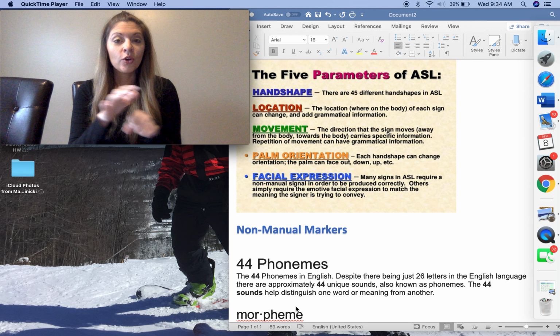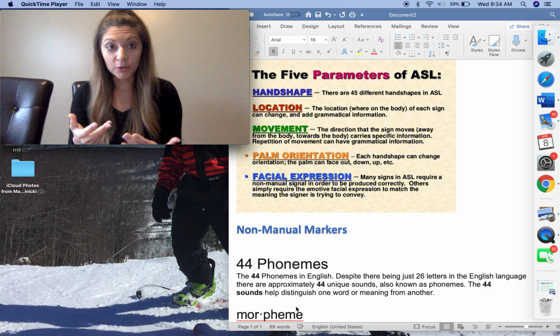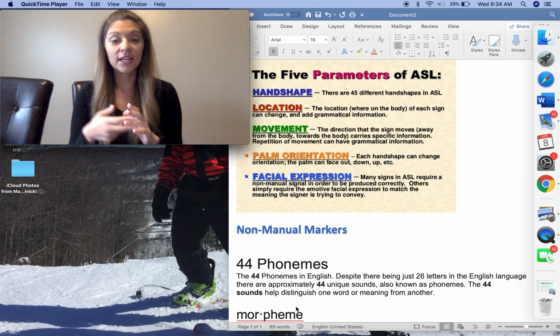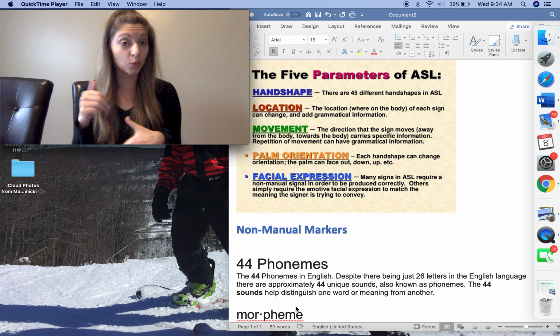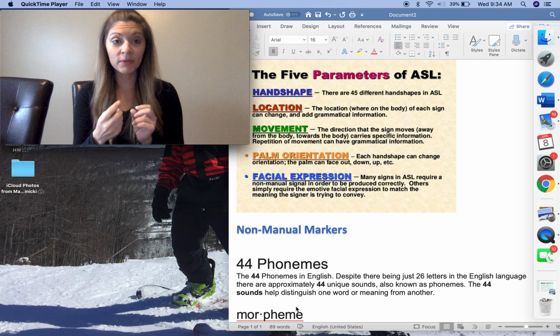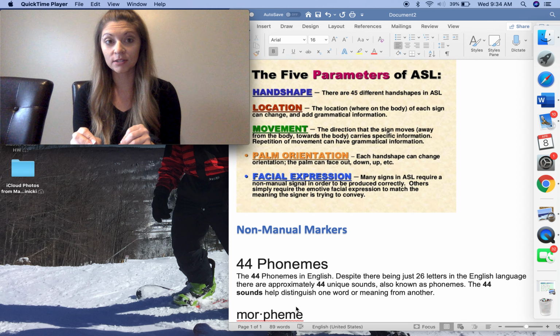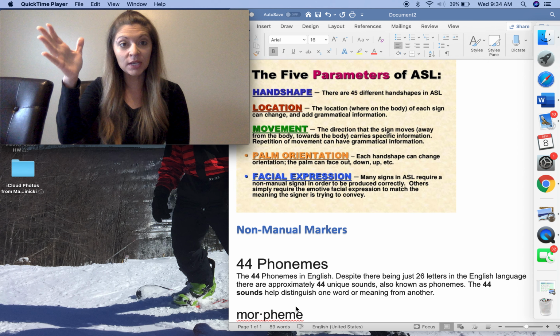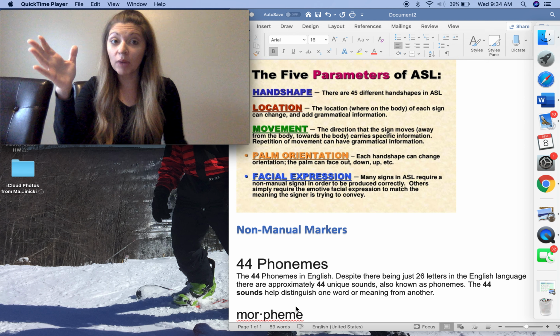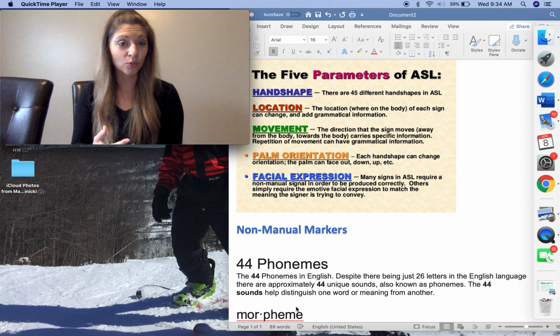So alone, these phonemes or these parameters of ASL mean nothing. And if you miss one, or you forget one, or you mess one up, you can change the whole meaning of the sign or make it meaningless. So they all have to be correct. So someone coming up to me like, what does this mean? I don't know. It might mean dad, but you have it in the wrong location.